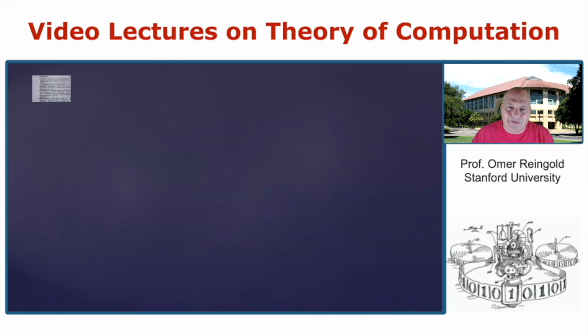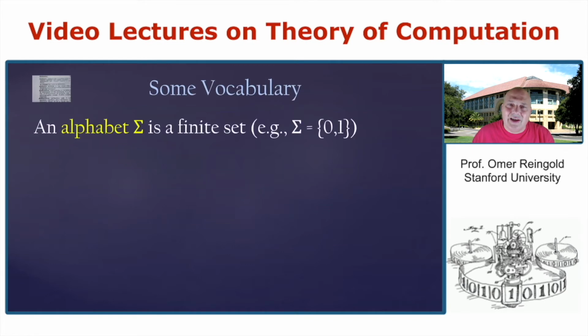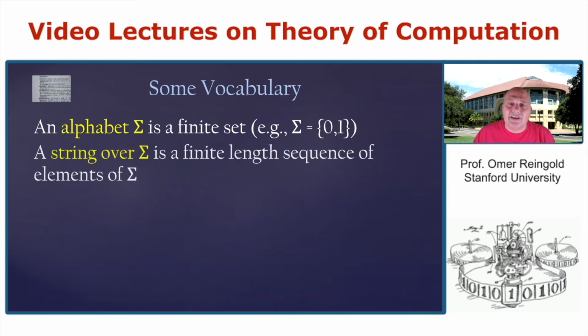So what do we have here? We have the notion of an alphabet, which is just a finite set. You can think of the most common alphabet, which is the binary alphabet 0, 1, but sometimes we'll think of a larger alphabet, still a finite set. And then our inputs are going to be strings over sigma. So a finite length sequence of elements of sigma. And this is represented by sigma star, the set of all strings over sigma.